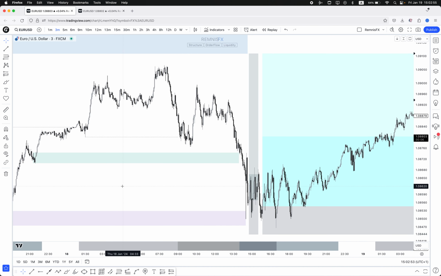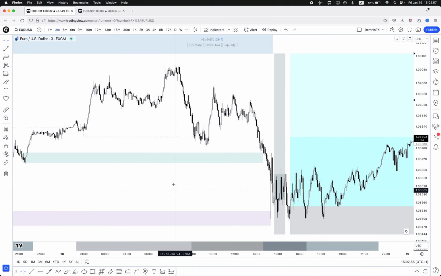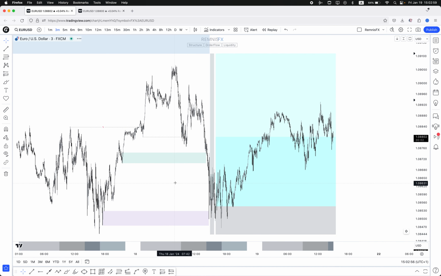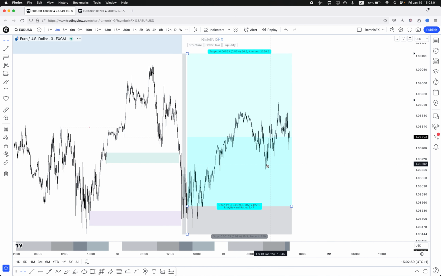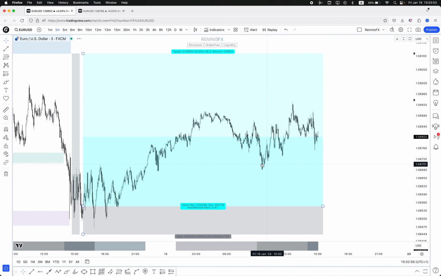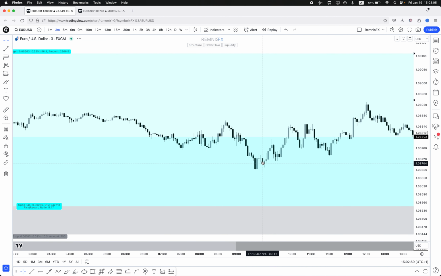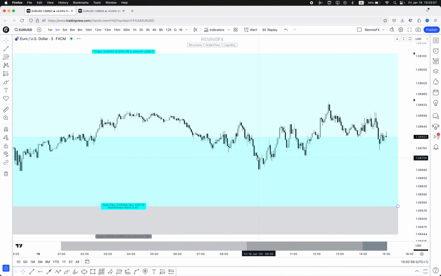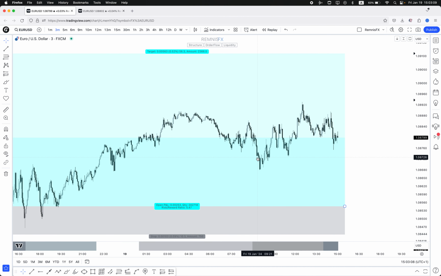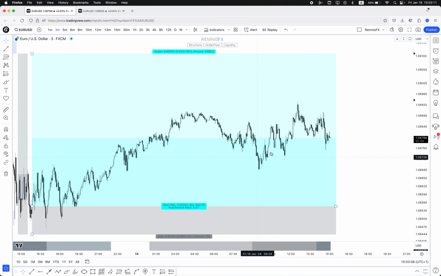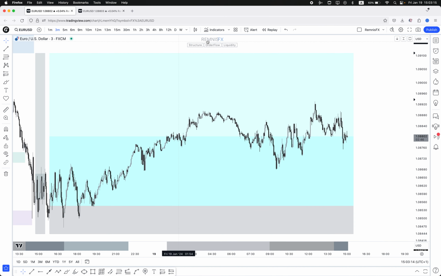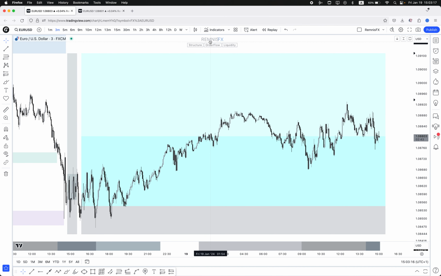Now let me zoom in a little bit to the area here, like that. Nope, that's a little bit too much. Yeah, I think this might do the trick. All right.